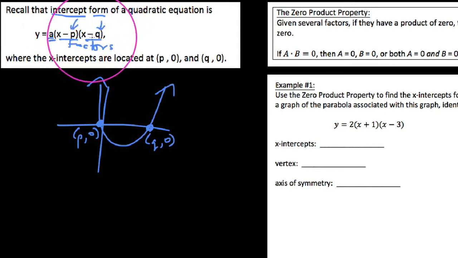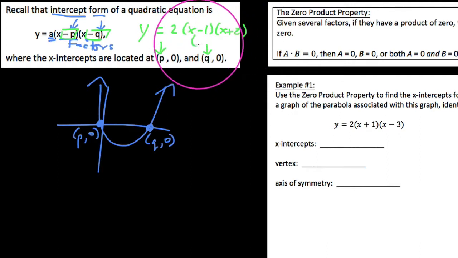The one thing I want to make sure everybody's clear on is that p and q here are opposite of what they would be represented as down here. That is, if we had some function like y equals 2 times (x minus 1)(x plus 2), I automatically know that its intercepts are at (1, 0) and (-2, 0), just by looking at these and saying, well, it looks like the opposites of those.